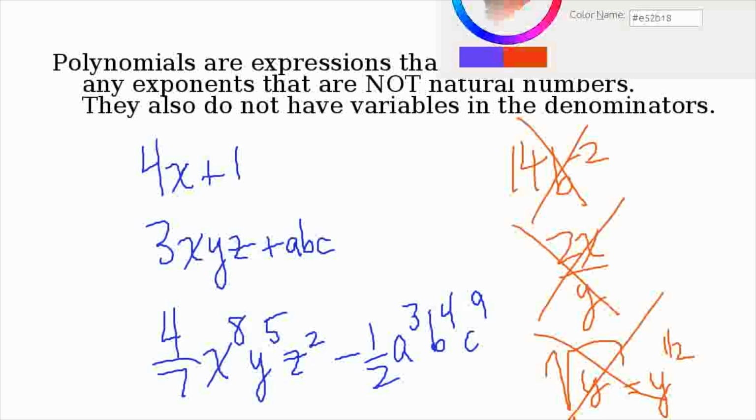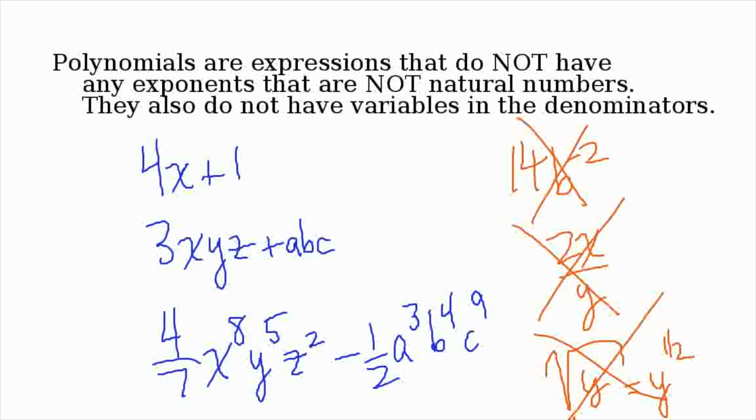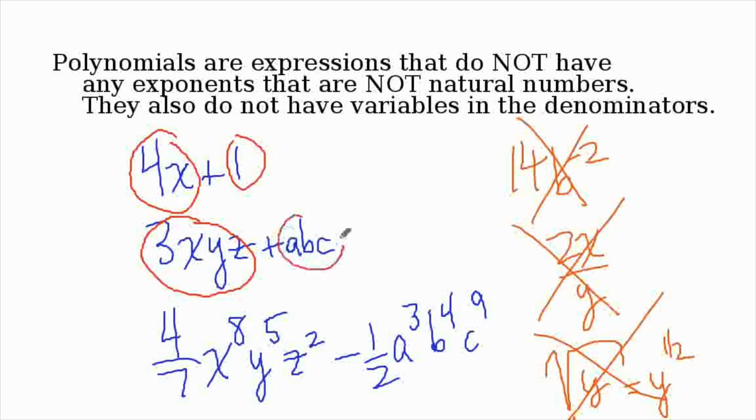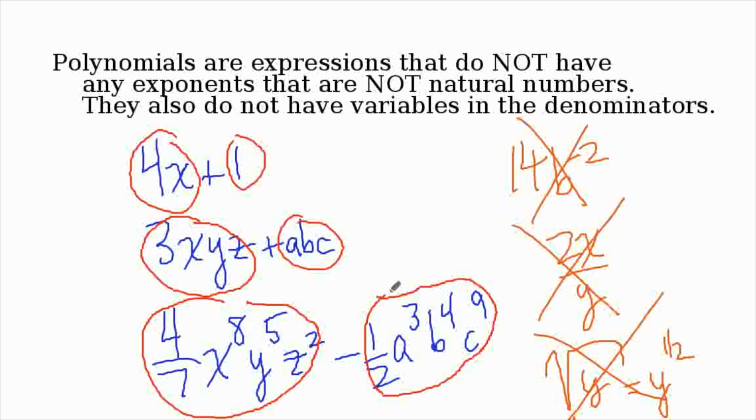When we talk about the pieces of a polynomial that are added or subtracted together, each of those little blobs is called a term. So I'll circle the different terms. The first one, 4x and 1, are 2 terms that are added together. In the second polynomial, those 2 circled terms are added together, and in the third one, these 2 circled terms are subtracted. They compose a difference. So that's what a term is.